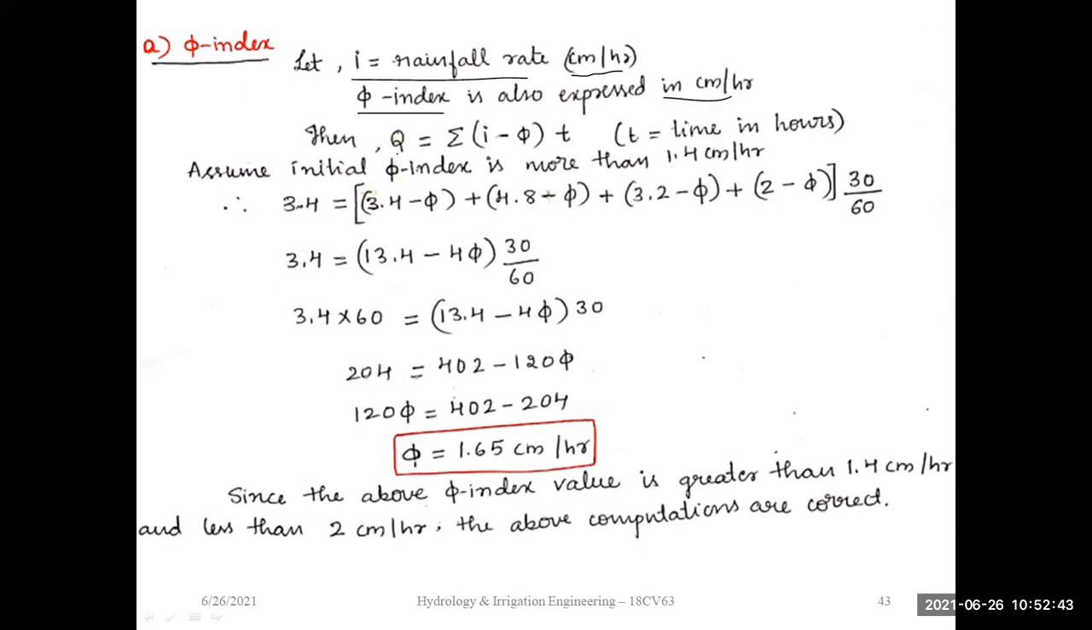The formula we are going to use is runoff is equal to the summation of (I minus phi) into T, because we have a 3-hour storm duration. T is in terms of hours, but the time period here is given in minutes, so you have to convert into hours. The initial phi index should not be more than 1.4 centimeter per hour, as they have mentioned in the problem itself.